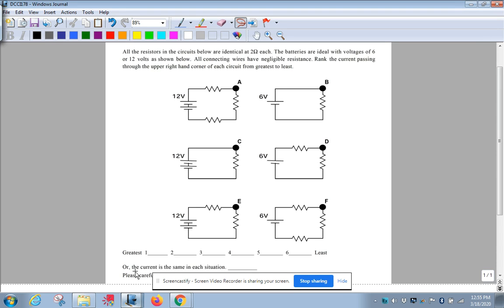Okay, so I'm going to do the next ranking task. It's labeled 178, posted on our Canvas page. And in this problem, they say all resistors in the circuit are identical, 2 ohms each. The batteries are identical with either 6 or 12 volts. The connecting wires have negligible resistance. And you have to rank the current passing through the upper right-hand corner of each circuit from greatest to least.